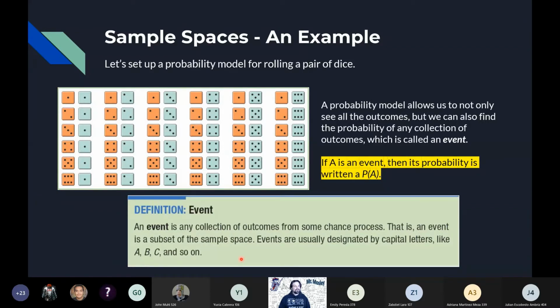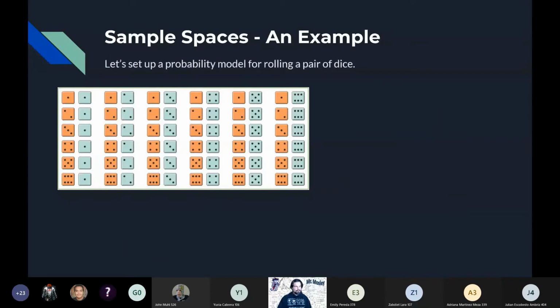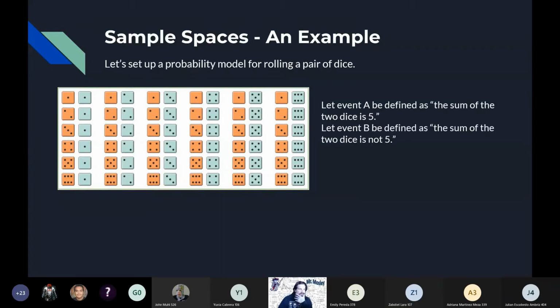Okay. Next. So let event A in the sample space you defined be the sum of the 2 dice is 5. And event B be defined as the sum of the 2 dice is not 5. So whatever is a different sum. What is the probability of A? And what is the probability of B?